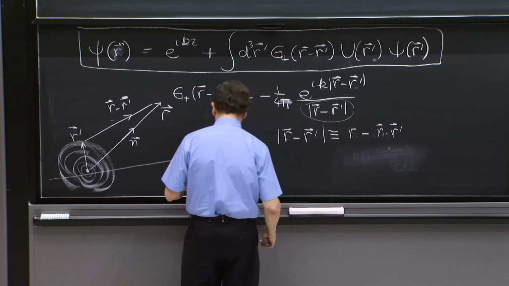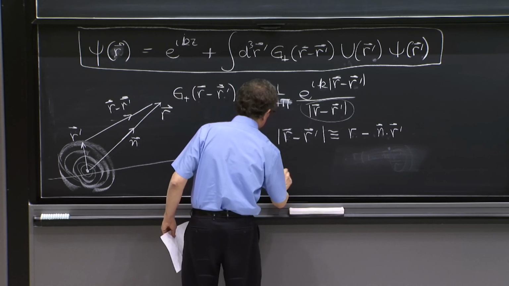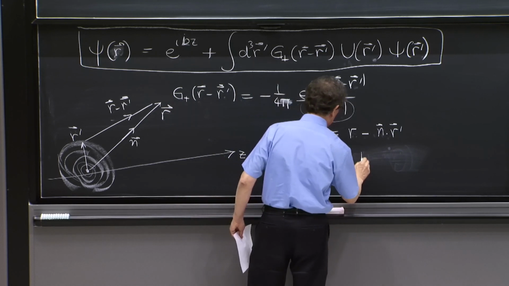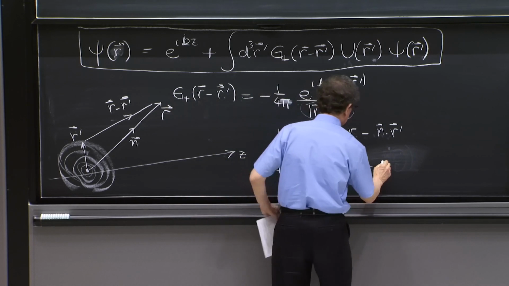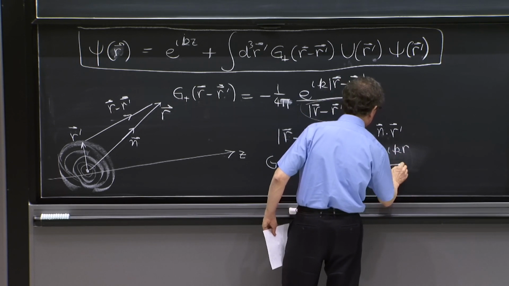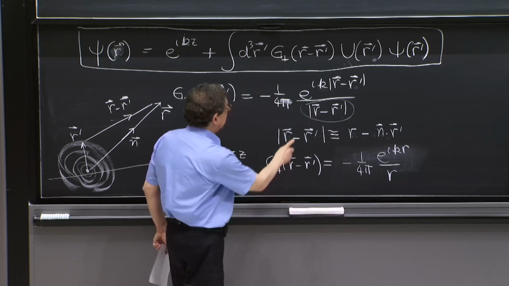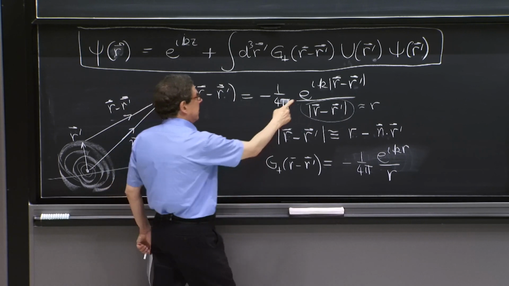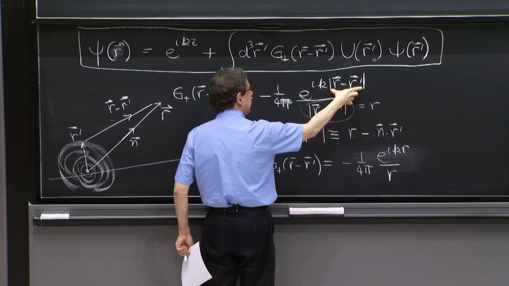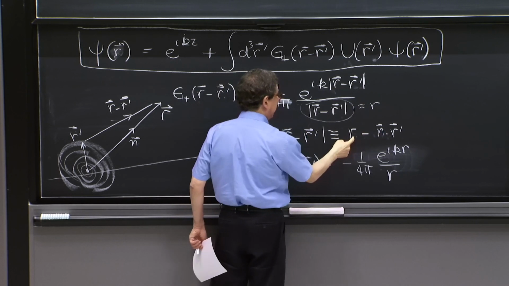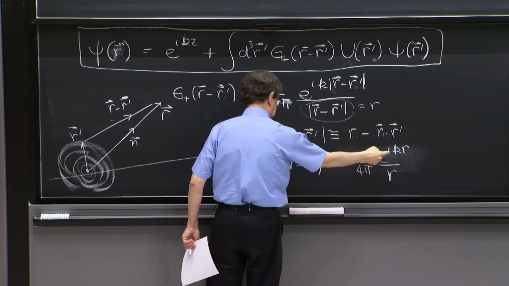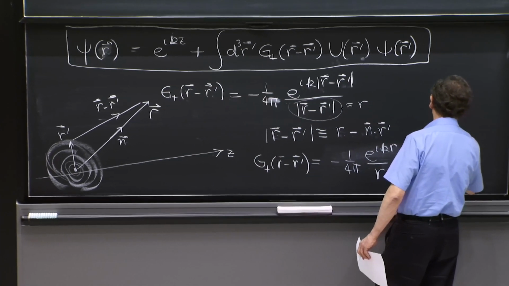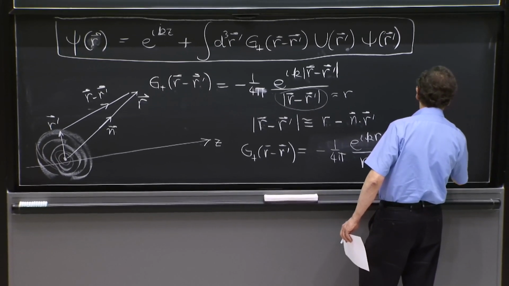And therefore, with this approximation, your g plus of r minus r prime becomes minus 1 over 4 pi e to the i k r over r. So we replace this term by just r. And in this exponent, the absolute value is replaced by two terms. The first one is e to the i k r, is here. The second one is e to the minus i k n dot r prime.